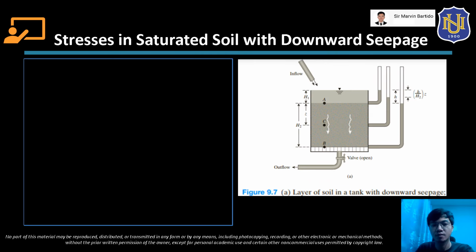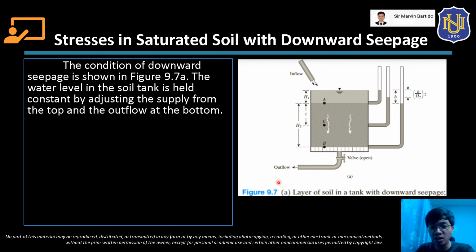Alright. We are now done with the stresses in saturated soil with upward seepage. So we are now going to proceed to the stresses in saturated soil with downward seepage. So our figure now, class, is figure 9.7a. It shows the condition of a downward seepage. Alright? So this is, kumbaga, the water coming from above.